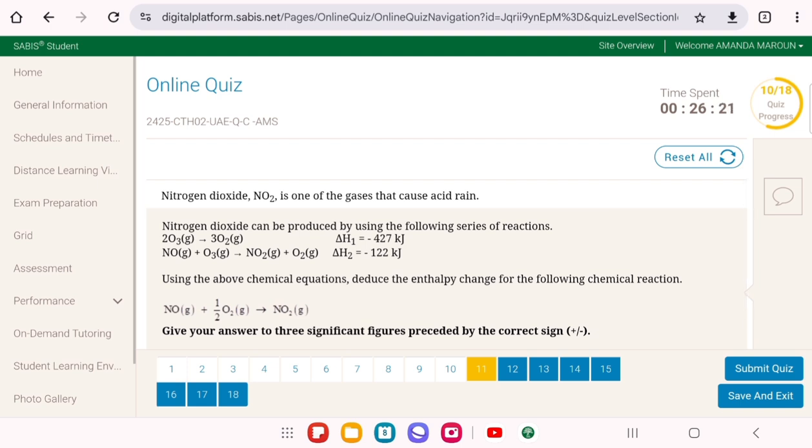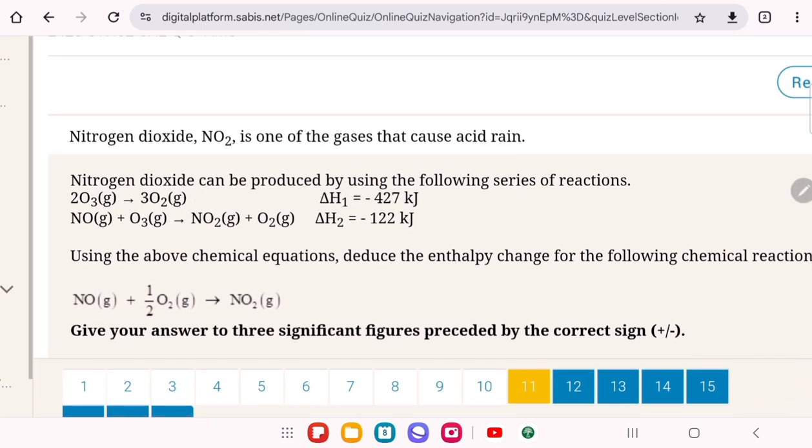Nitrogen dioxide NO2 is one of the gases that causes acid rain. This is again one of Hess's laws. Okay. The point of Hess's law: we have this as the final equation, and we have these two initial equations. Now we will check. First of all, we have NO gas in the reactants and its coefficient is 1. Check which equation has NO gas. This one. It is in the reactants and its coefficient is 1. So we keep it as it is.